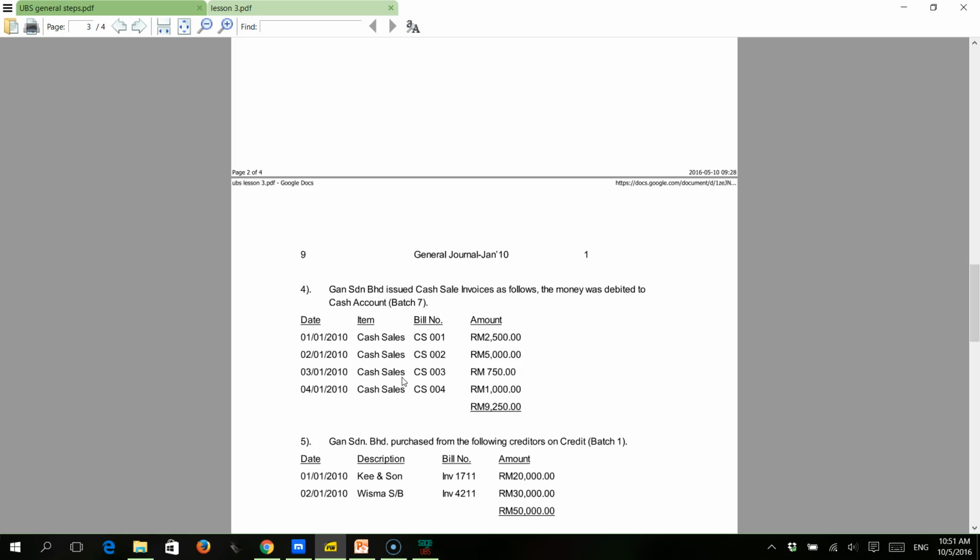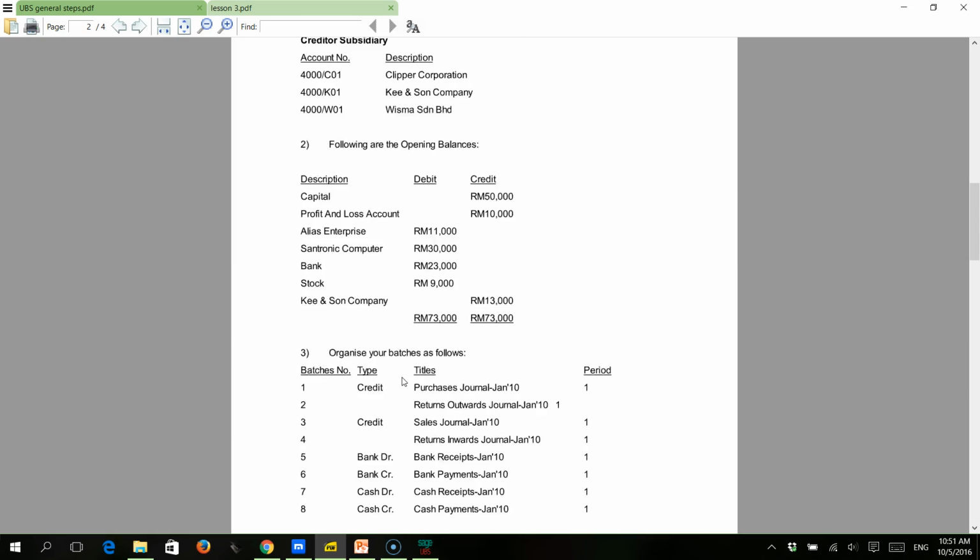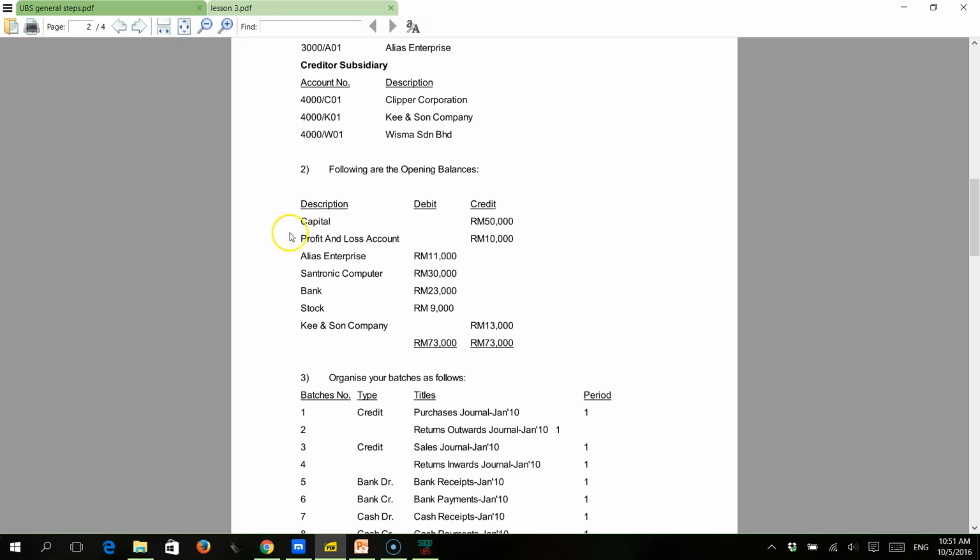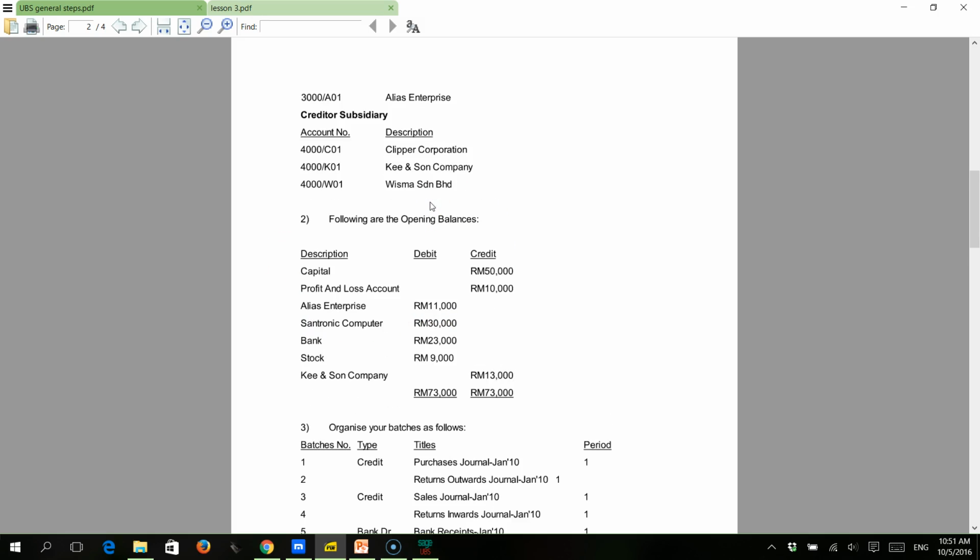We have the following opening balances, and this balance would refer to the balance at the end of the previous year, 31st of December 2009. So this will be the opening balance at 1st of January 2010. We have the capital account with the credit balance of 50,000, the profit and loss account with the credit balance of 10,000, and so on.